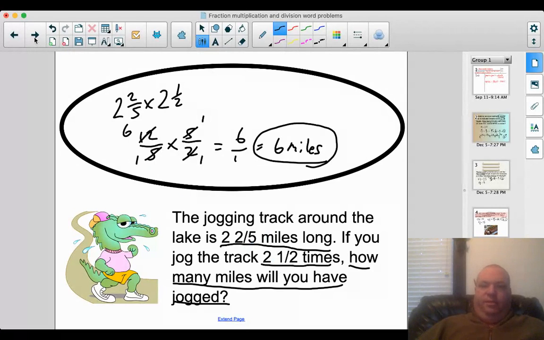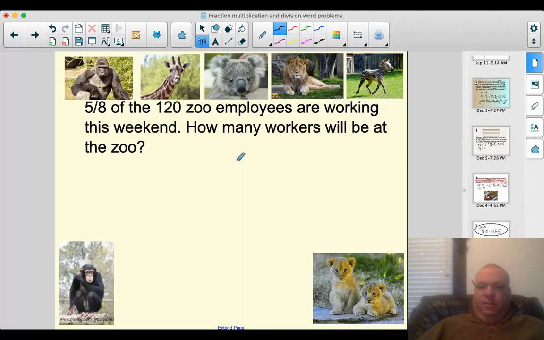All right. Let's look at another one. 5/8 of the 120 zoo employees. How many workers is that? So what this is asking is what is 5/8 of 120? 120 is people, how many zoo employees there are. 5/8 is the portion that are working.